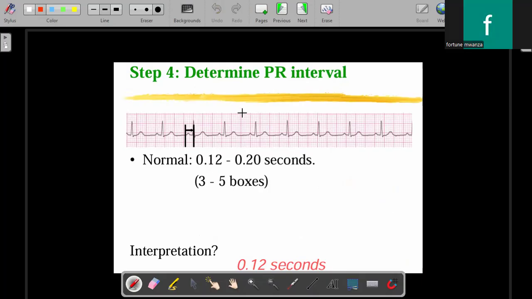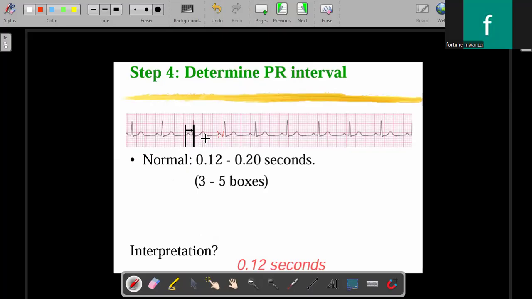The fourth step is determining the PRI interval. Remember I said one of the boxes is giving us 0.04 seconds, and the normal range for the PRI interval is 0.12 to 0.2 seconds. Now you go on your ECG. Your PRI interval is the distance from where the P wave starts to where the QRS complex starts. That's your PRI interval.